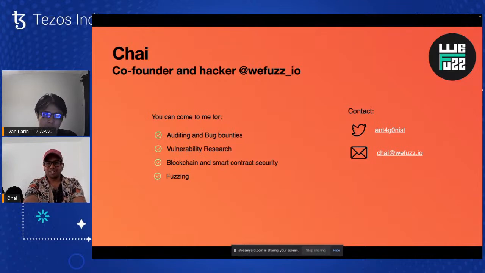I'm co-founder and hacker at vfuzz.io. My background is auditing, bug bounties, vulnerability research, blockchain smart contract security, and also fuzzing. I even made one fuzzer for Tezos smart contracts, which is available on my GitHub repo if anyone is interested, and you can reach out to me here.